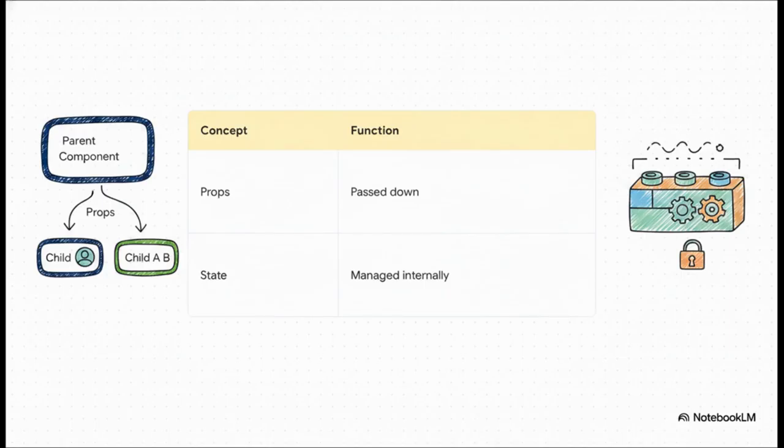Props are basically instructions and data passed down from a parent component to a child component. For example, if you have a user profile module, it passes down a username prop to the profile picture module. The data always flows downwards.